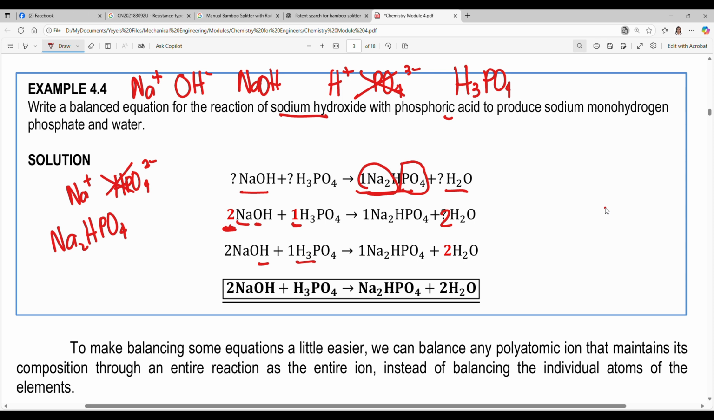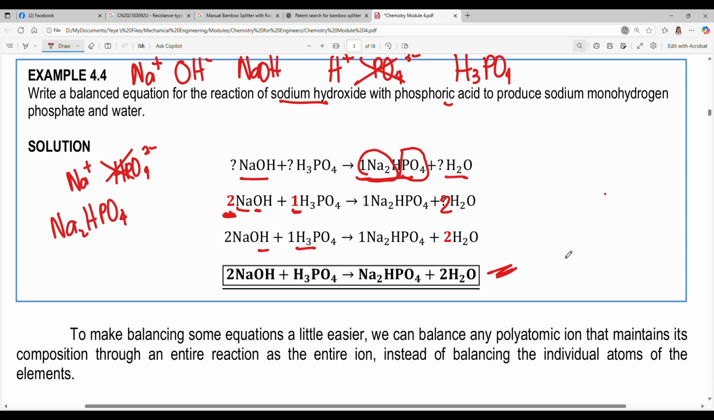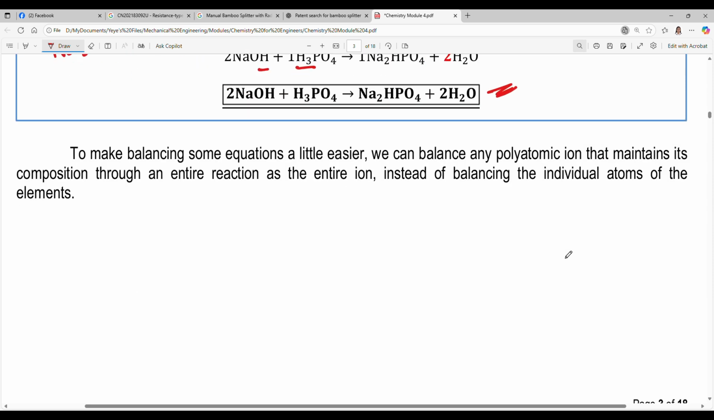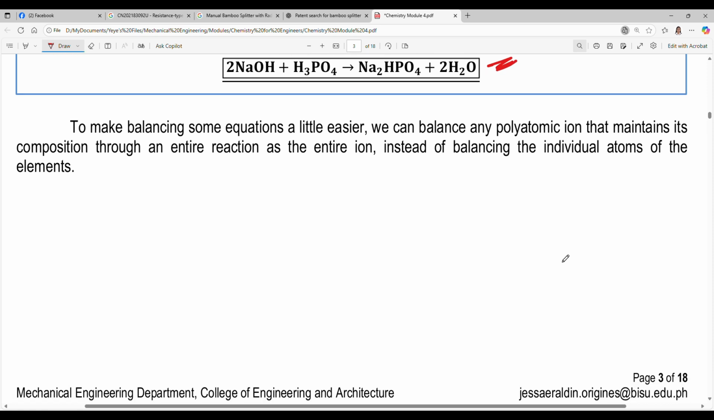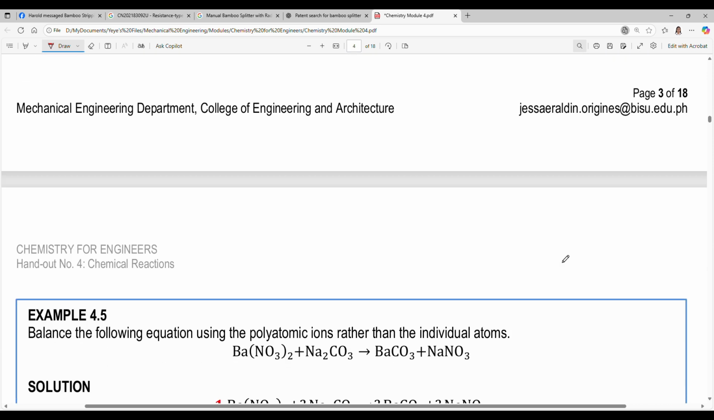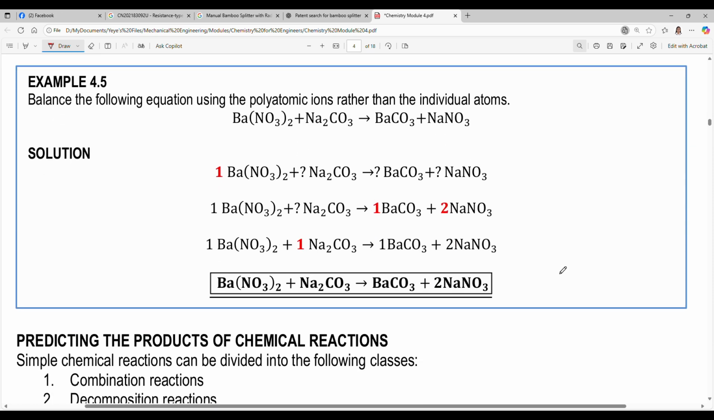2 moles of sodium hydroxide plus 1 mole of phosphoric acid will yield 1 mole of sodium monohydrogen phosphate and 2 moles of water. To make balancing some equations a little easier, we can balance any polyatomic ion that maintains its composition through an entire reaction as the entire ion, instead of balancing the individual atoms of the elements. To illustrate the tip given, let's have example 4.5.